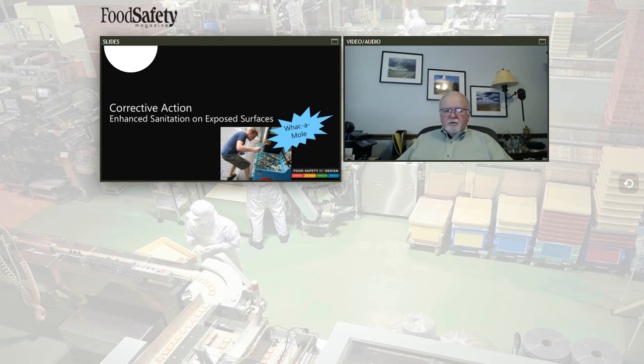Enhanced sanitation on exposed surfaces as corrective action: we cannot allow ourselves to fall for this as the action for a positive. This is whack-a-mole, solving the same problem over and over again. We must ask ourselves, is the exposed surface the real harborage site? Is the site under control as measured by pre-op sampling? Enhanced sanitation is an easy out. It's simply a check-the-box and continue firefighting.